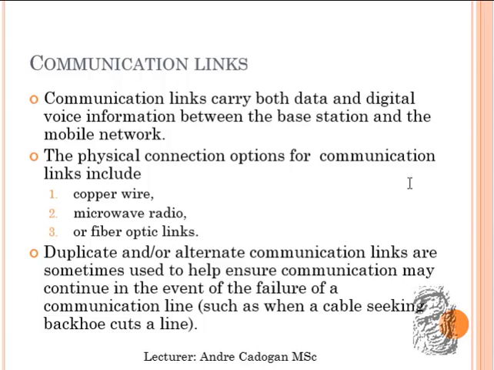Duplicate and alternative communication links can sometimes be used to help ensure communication may continue in the event of failure of communication lines, such as when a cable with backhaul cuts a line and so on. So you could find that you could have a combination of both fiber optics, microwave links and so on, set up and designed when it comes to mobile systems and so on. And sometimes you will find that, like Flow might go down for a while because they're doing some maintenance on electrical wiring or something like that. Right, same thing here for mobile phones.